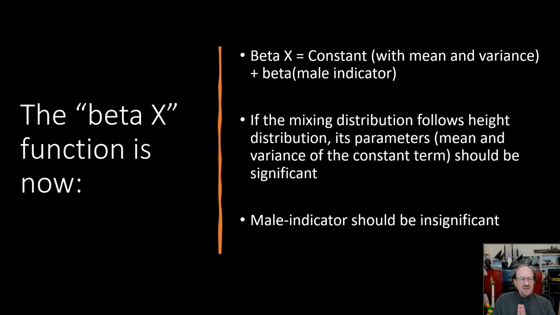So now when we estimate this beta x function, remember we don't have height now, so we're going to try to approximate that height. We have a constant term, and that constant term, instead of just having a mean as it had before, is now going to have a mean and variance and some assumed distribution. And then we'll also have the beta times the male indicator. If this mixing distribution follows the distribution of heights, its parameters, the mean and the variance of this constant term, should be statistically significant, and the male indicator variable should be insignificant now.